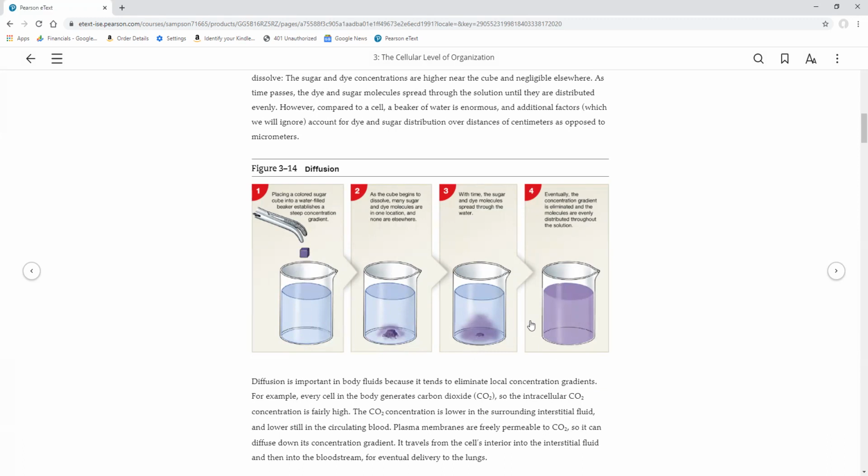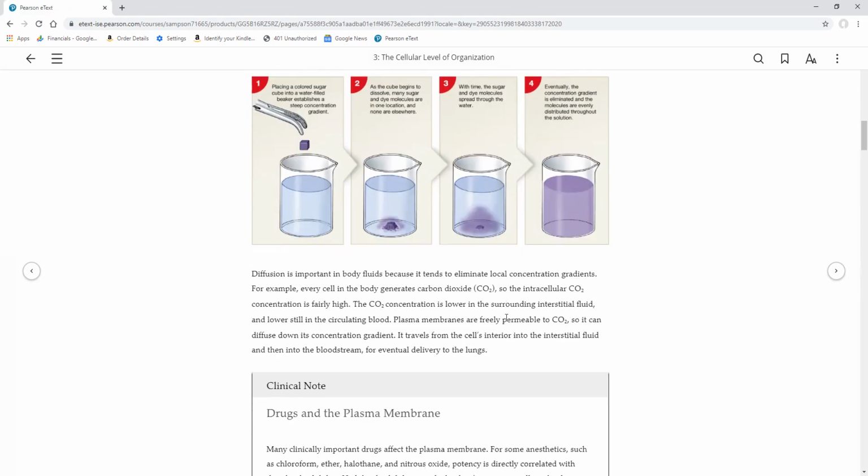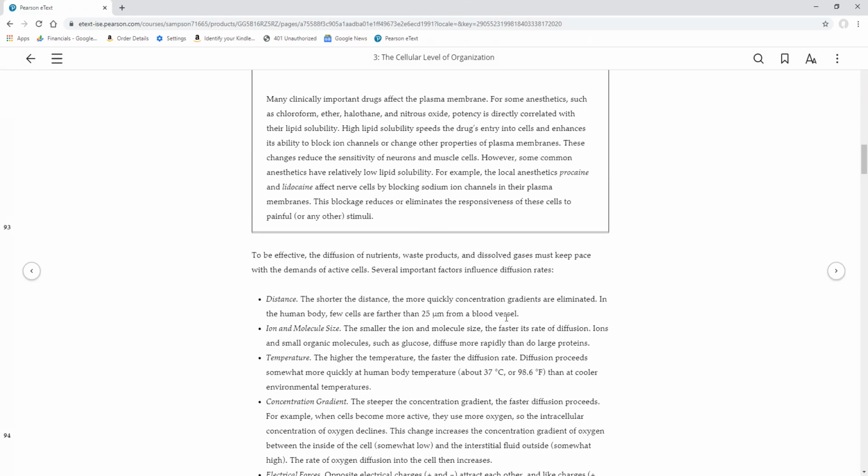All right, so that is an isotonic solution. Now, some things that affect diffusion rates. Remember, it's a passive process, it does not require energy. First, distance: the shorter the distance, the more quickly concentration gradients are eliminated, which makes sense. Ion and molecule size: the smaller the ions and molecules, the faster the rate of diffusion. Temperature: if you increase the temperature, it moves faster.